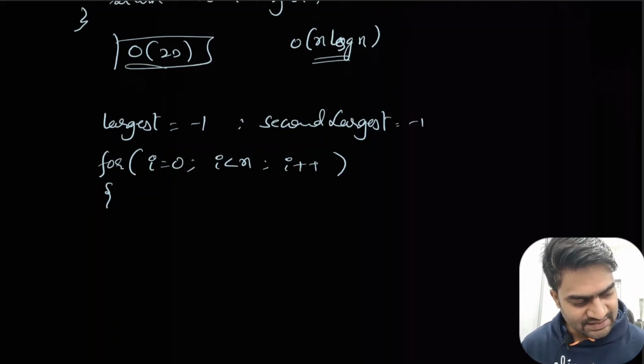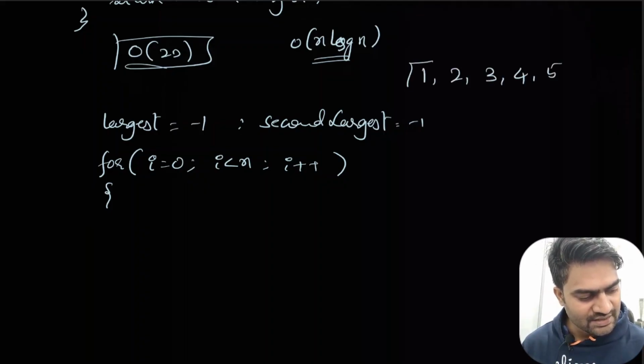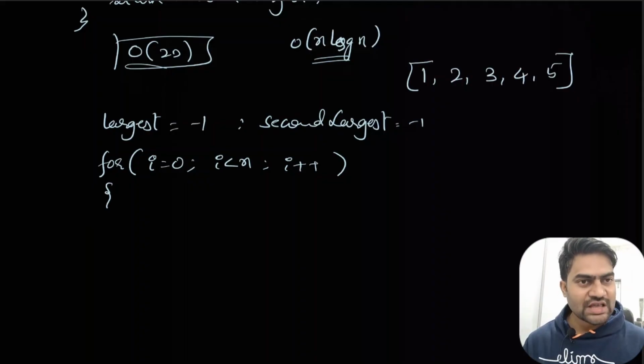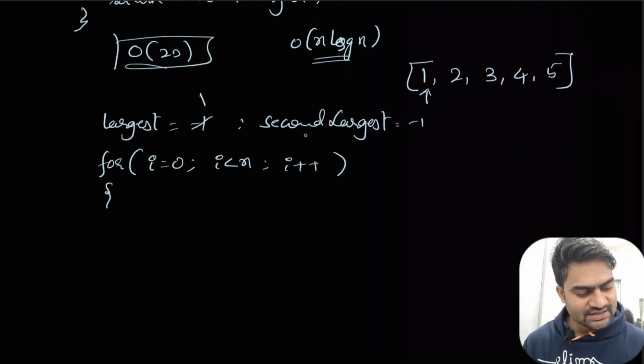Let's take this example again. Let's take 1, 2, 3, 4 and 5. Initially both are -1. Now I will take 1. So 1 is greater than -1, so my largest will be 1, correct? If that is the case, my second largest will be -1. So this is the initial condition. Now let's see the next case.